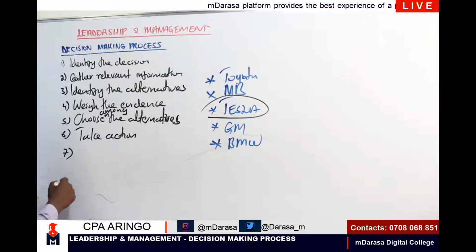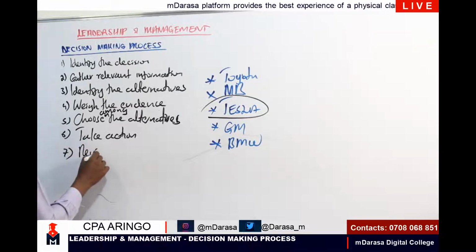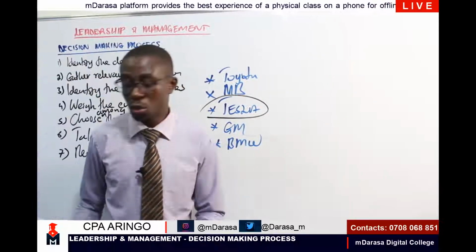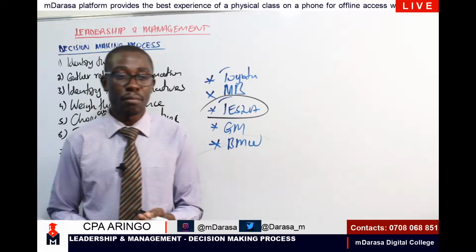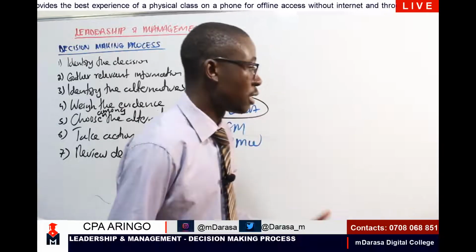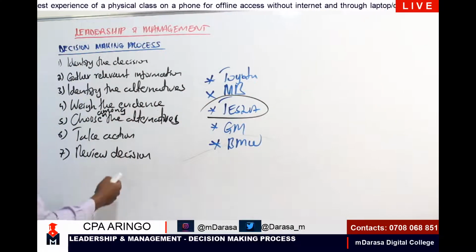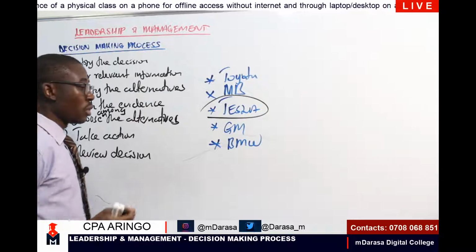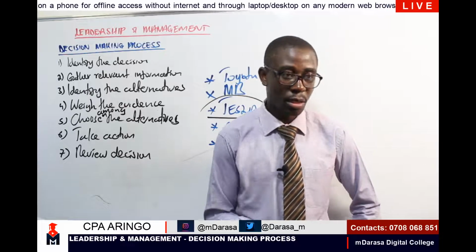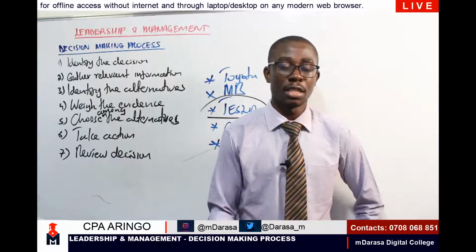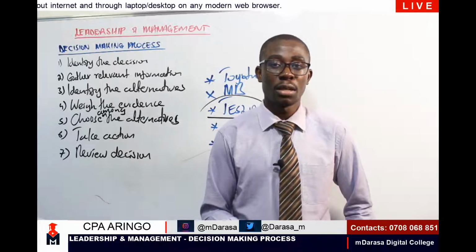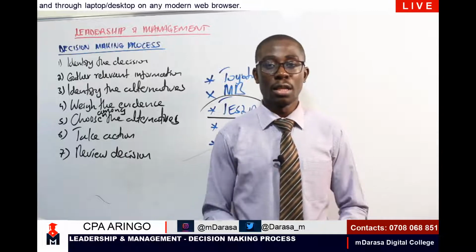Then number 7, we review our decision. After I have chosen Tesla and gone ahead and purchased it, depending on the model, Model X or Model Y, at that point I'm going to review the decision that I had selected. Now I'm having this Tesla. How is it performing? Is it the way I was expecting? Is it getting the mileage that I was expecting? So I'm reviewing the decision that I've made.